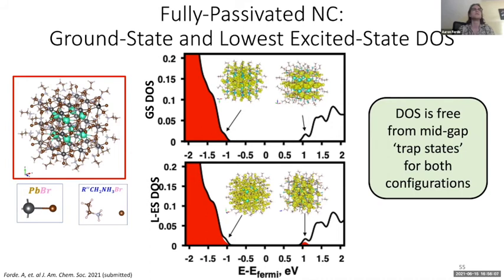First, I'll consider a fully passivated quantum dot, so there are no surface defect sites on this model, and just consider the density of states in the ground state, so that's the top panel. And then in the lowest excited state, which mimics a photo excitation from this SH band to this SE band, you can see that there's a small occupation in SE and a hole in SH.